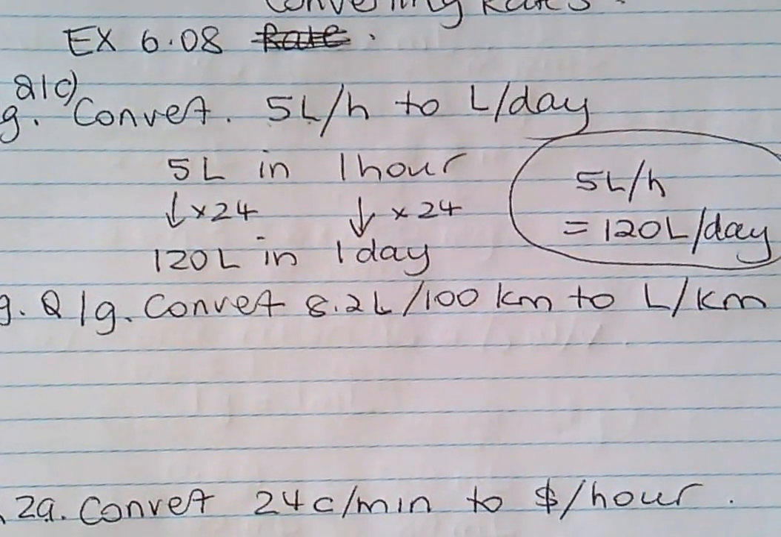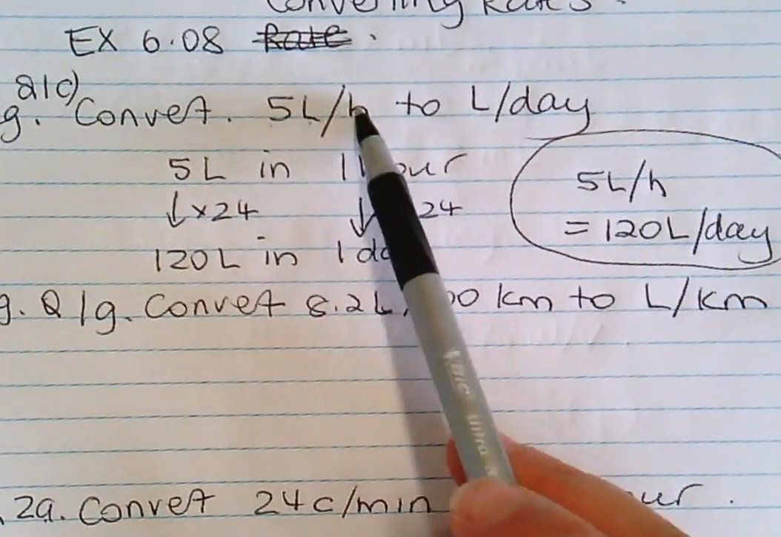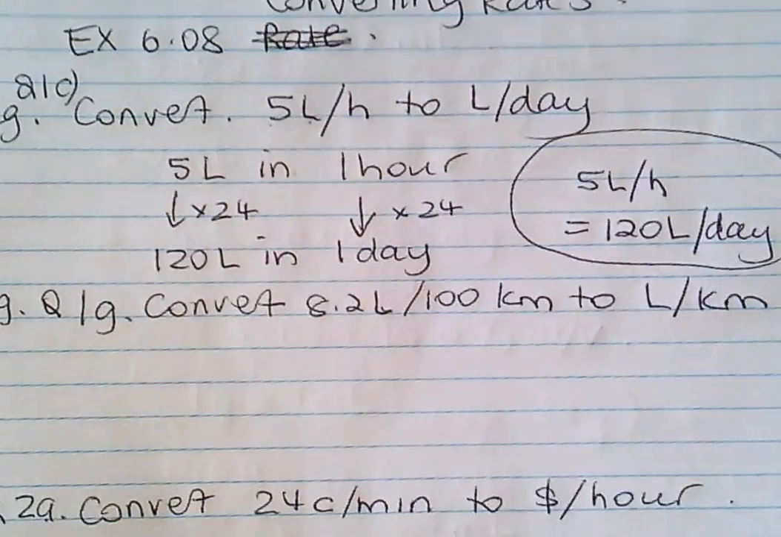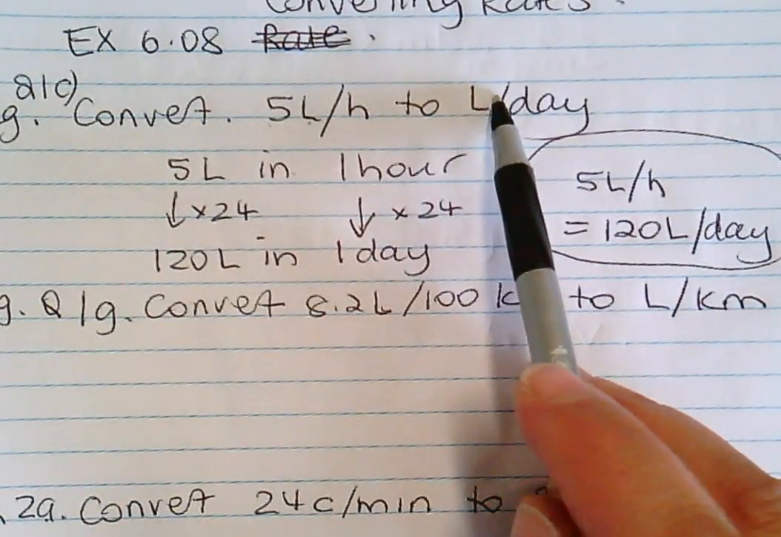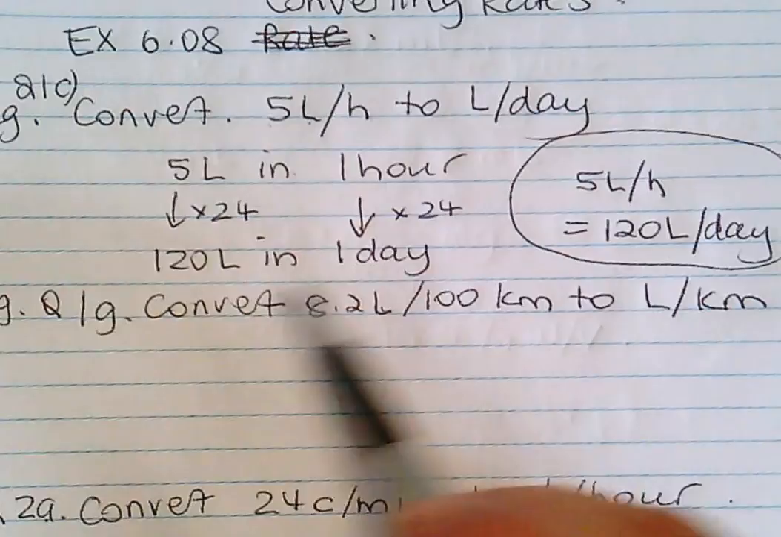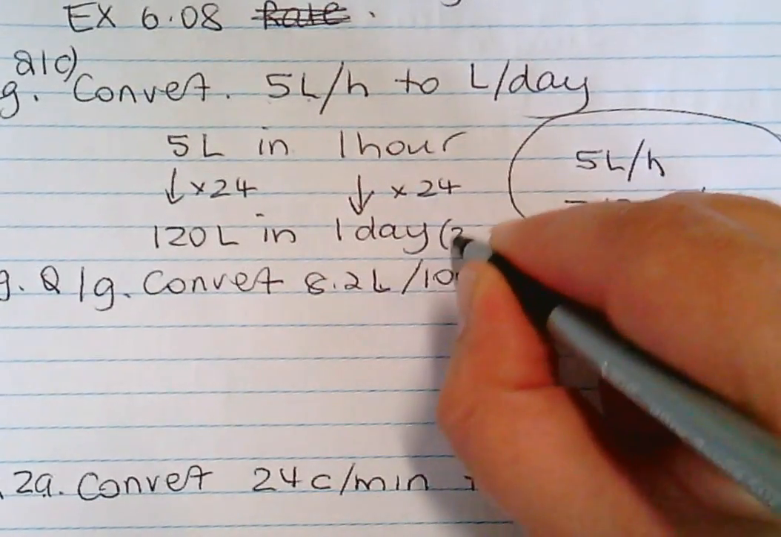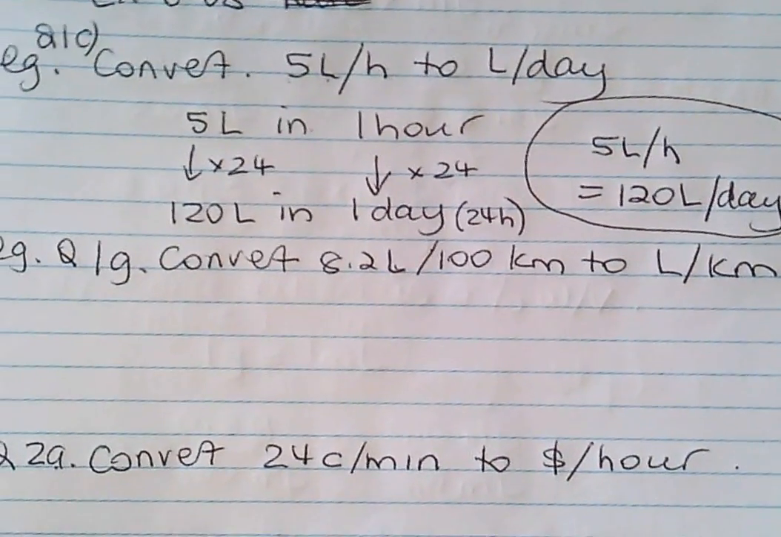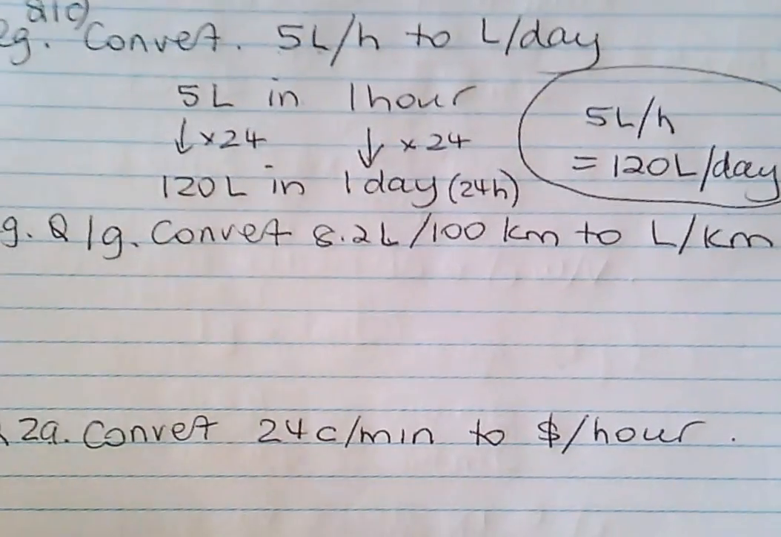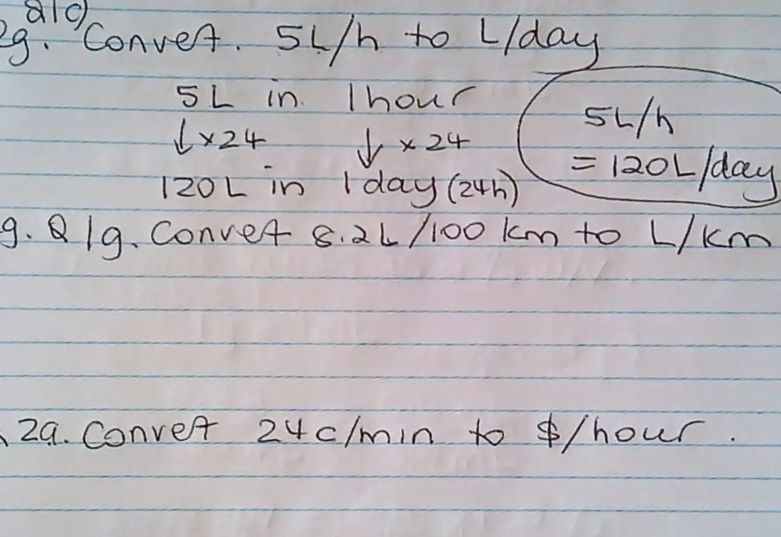When one quantity is being changed, I like to write out 5 litres per hour. What does it mean? 5 litres in 1 hour. When you write it like that, it really is easy to do the question, because I just want to know how many litres in 1 day. 1 times 24 is 24 hours, which is a day. Do you get it? Because they want the answer as litres per day, and a day is 24 hours.